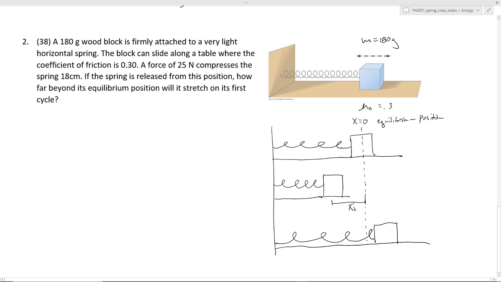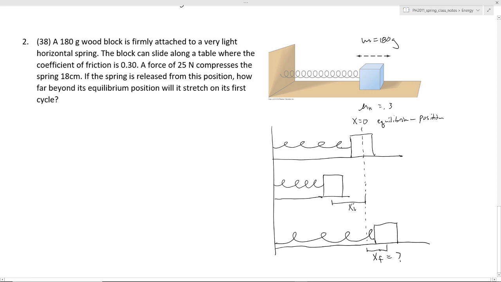There's going to be energy that's converted from this potential energy that we store in the spring into kinetic energy, and then eventually into potential energy again as the spring goes beyond its original position. And this final distance is actually the quantity that we're after. We want to understand how far does this go.